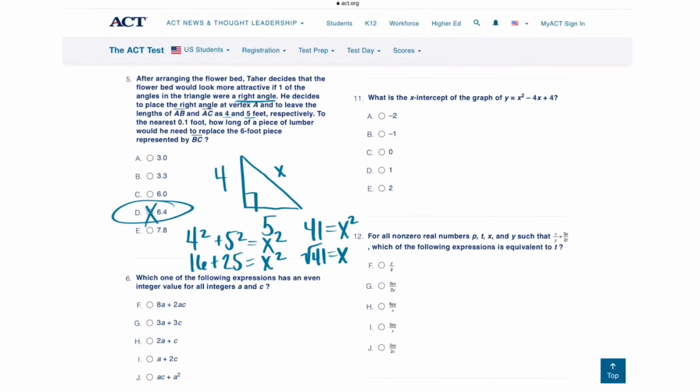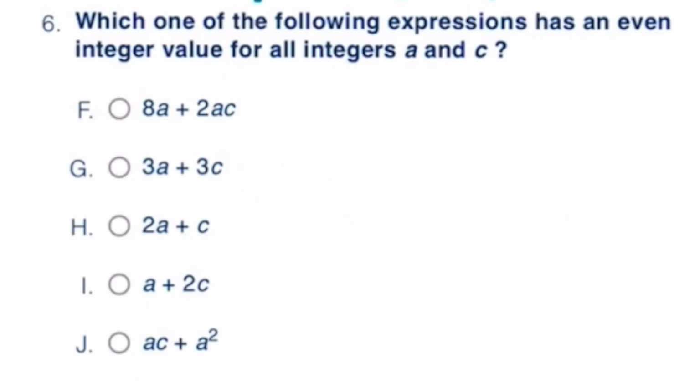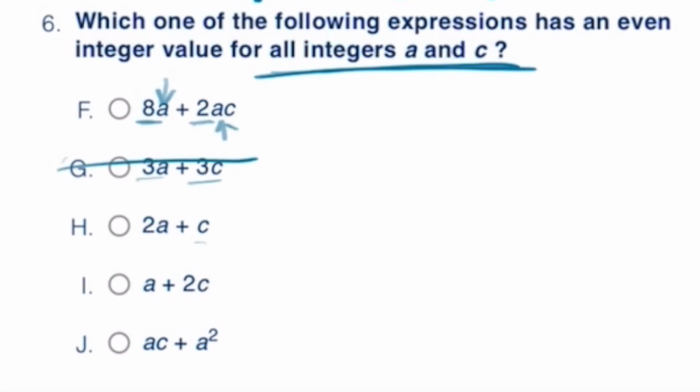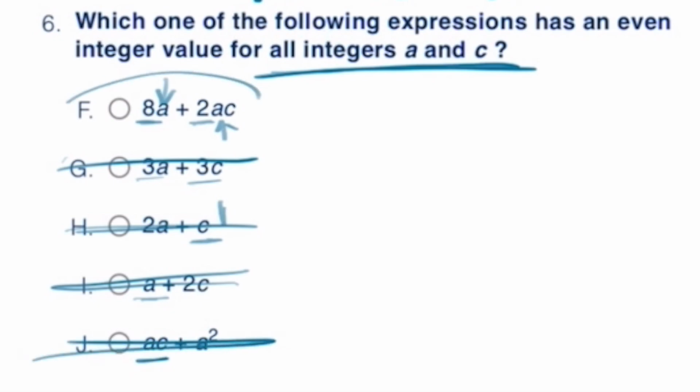In number 6, they ask us which of these expressions are even, meaning which of these expressions are divisible by 2. So if you go through looking at that very first option, 8 and 2 are both divisible by 2. So I'm going to go ahead and say that that is an option. Looking at the others, 3 and 3, not divisible by 2. 2 is, but C is by itself, meaning there's a 1 in front, not divisible by 2. I is 1 and 2, not divisible by 2. J is 1 and 1, not divisible by 2. So I'm seeing the only option is option F.